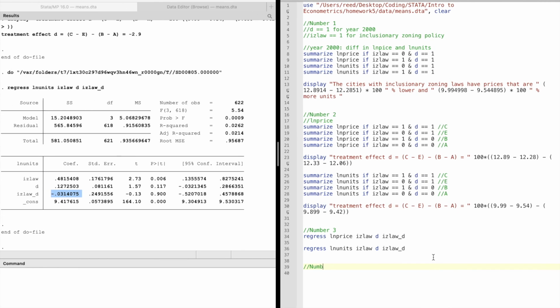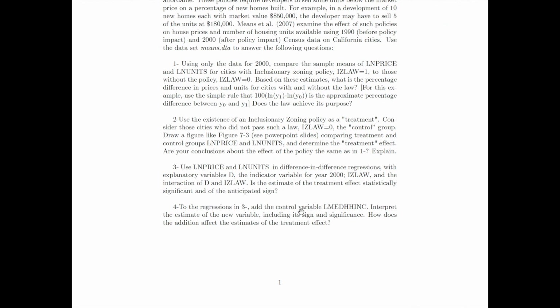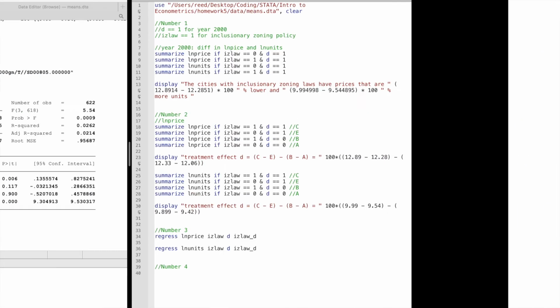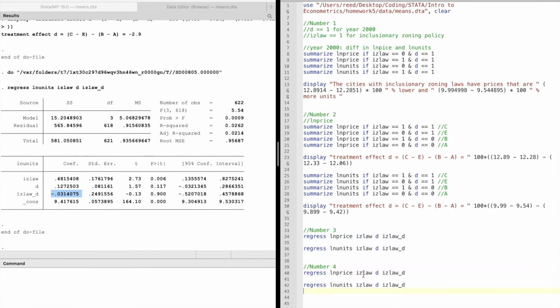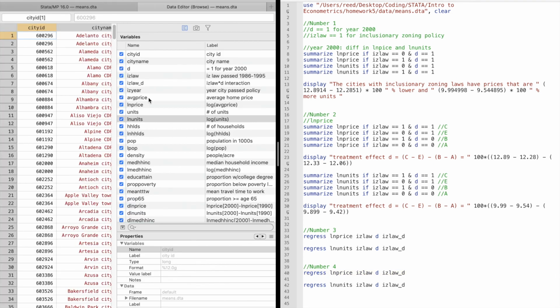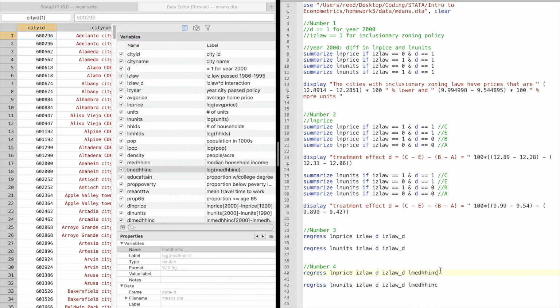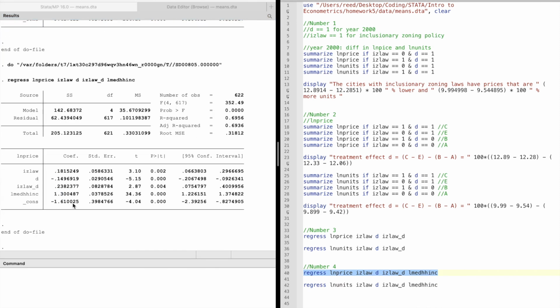And then if we go to number 4, add the control variable median household income. So now we want to control for the median household income of a city and see if that affects our treatment effect. So we're just going to replicate these regressions, but we need the variable ln median household income as part of both of our regressions. So we can just copy and paste that. And then when we run the price, we now get a smaller treatment effect. So these prices have increased by 23.8% instead of the 33% that we measured earlier. And then units, we will see that it's a little bit more negative, so 3.4% decrease in the number of units.